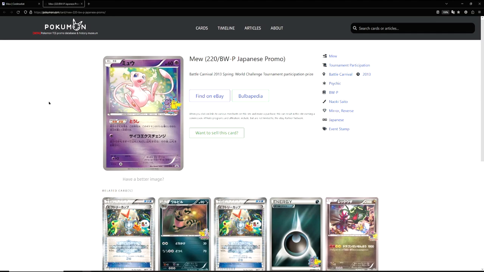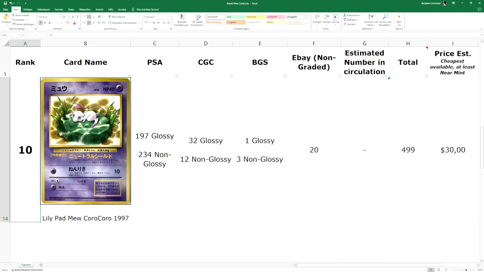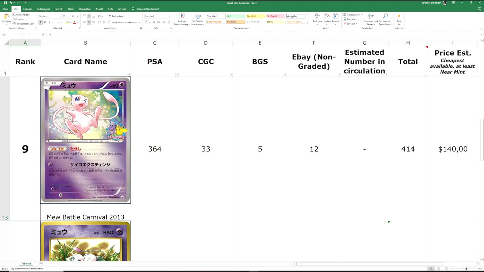Next up, we have a Battle Carnival 2013 promo. This is a participation prize, which is once again why it isn't ranked higher. You didn't actually have to win the tournament to get this card. This one is ranked as rank 9, with 414 copies in total. And the cheapest price I could find for this one was a Near Mint Raw copy at $140. So not too bad for a card that's also supposed to be pretty rare.